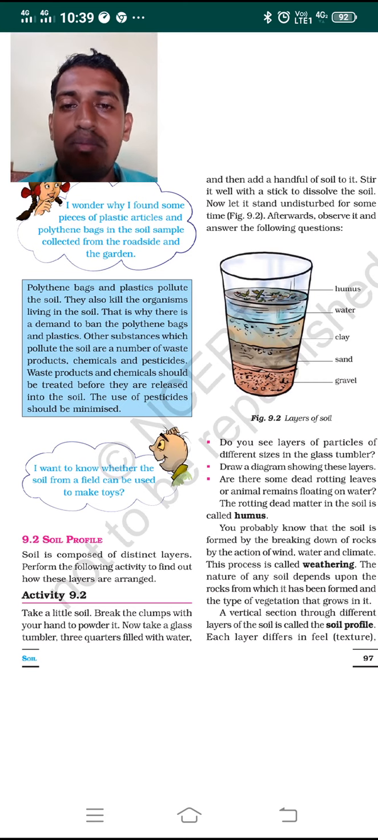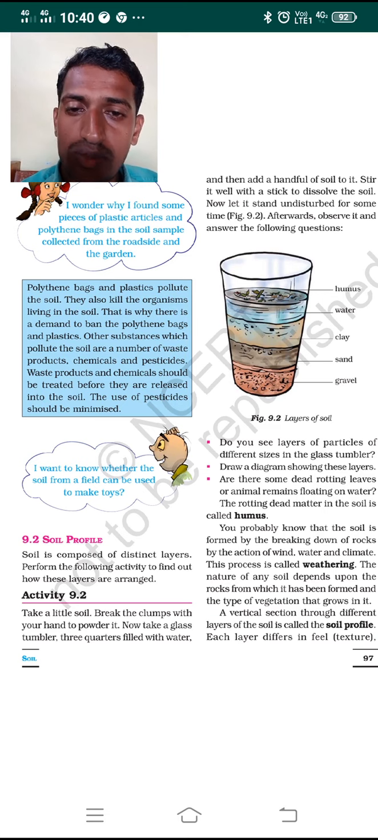See, polythene bags and plastics pollute the soil. They also kill the organisms living in the soil. First of all, they pollute the fertile soil, and moreover they kill the smaller organisms which are living in the soil. And that's why there is a demand to ban plastic substances, polythene bags and plastics. That's why the environmentalists have been trying to ban the use of plastic bags, polythene bags and even plastic-made materials. Why? Because they are going to kill the living things.